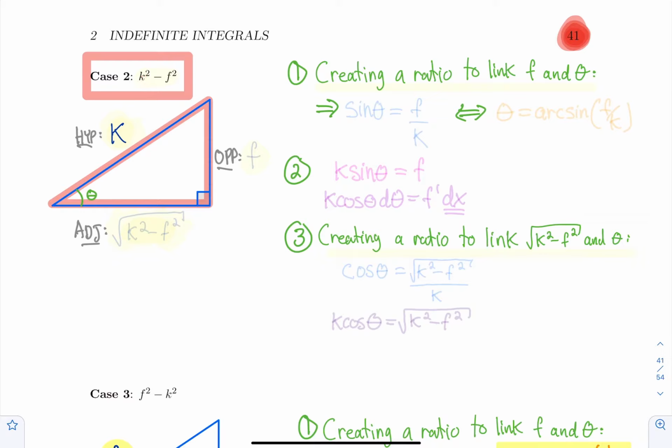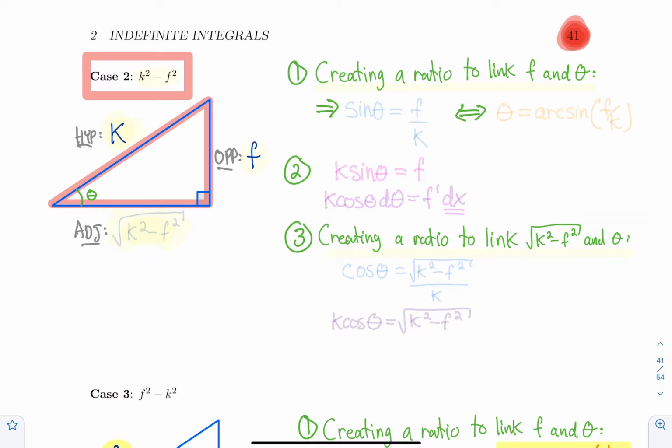f could go at the opposite side or at the adjacent side, but the easier trigonometric substitution is going to happen if you choose the opposite side for f. The way I like to think about it is that in your case 1, f was at the opposite side, so I'm basically just leaving it there. So the only one that moves around is k. k has no choice but to go to the hypotenuse. And now the missing side is always a side that you have to compute.